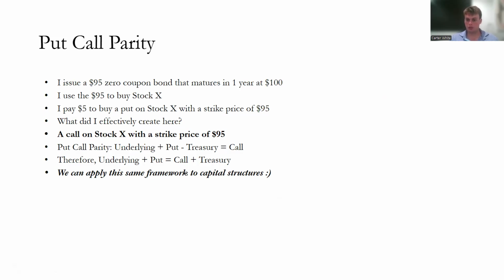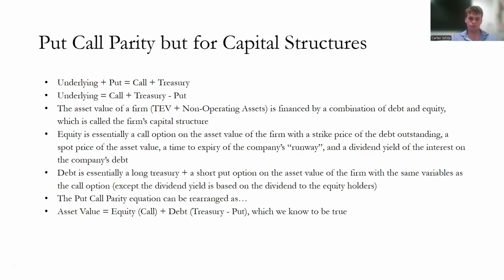And we can apply the same framework for capital structures. You'll remember that the asset value of a company is just the enterprise value plus all of the other non-operating assets, like cash, for instance. All these assets are financed using a combination of debt and equity for the most part, and this is called a company's capital structure. A capital structure is how you are financing the assets of a company. We can think of these claims on the asset value very similarly to how we think about calls, treasury, and the put here as claims on the underlying asset. It really is a very similar concept.